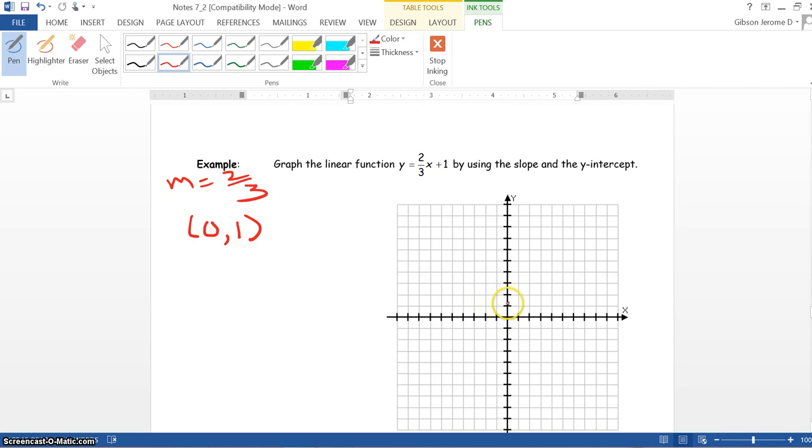Now what we want to do is use the slope to plot 2 other points. So we'll use our rise over run. From here we will rise 2, then we will run 3: 1, 2, 3. Then again we will rise 2, then we will run 3: 1, 2, 3.